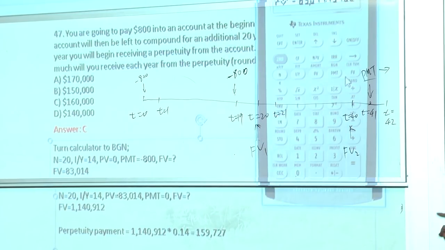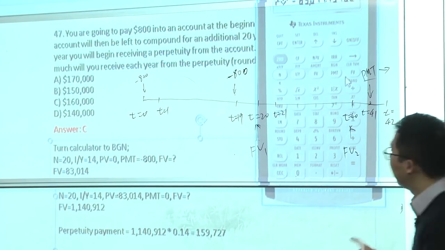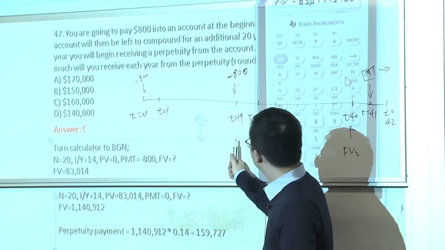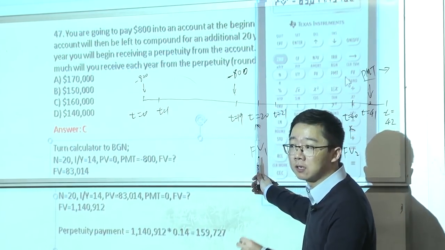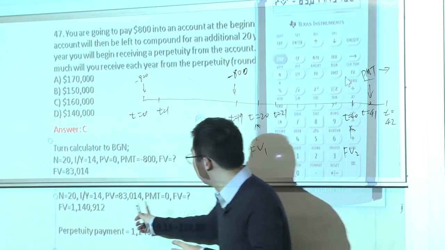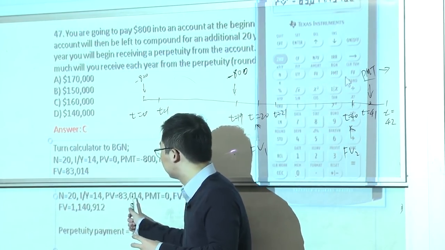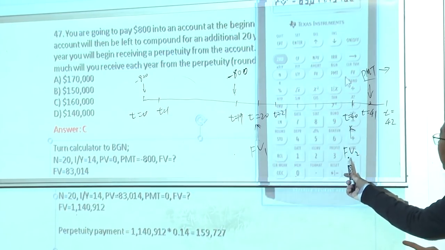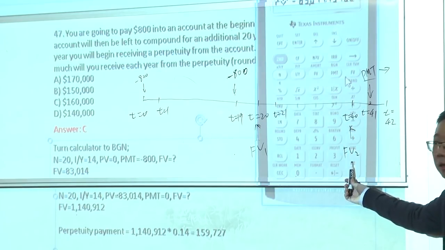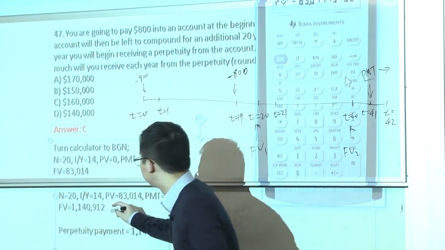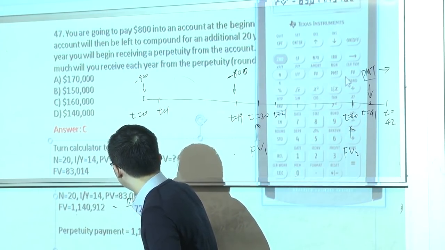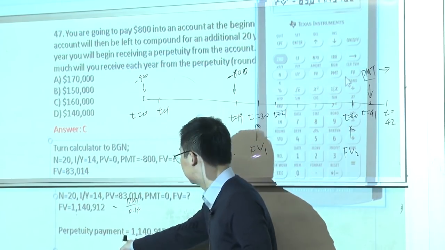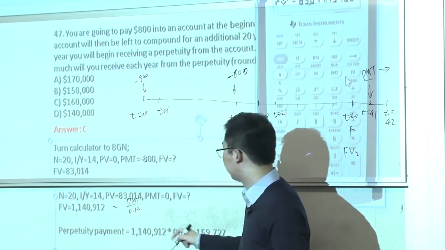So at the end of the 20th year, t equal to 20, we have $83,000. And we let that $83,000 compound for another 20 years, and get another future value at the end of the 40th year here. And that should be the present value of the perpetuity. So that should be the present value of a perpetuity, PMT divided by 14%. So PMT is just equal to that number multiplied by 0.14.